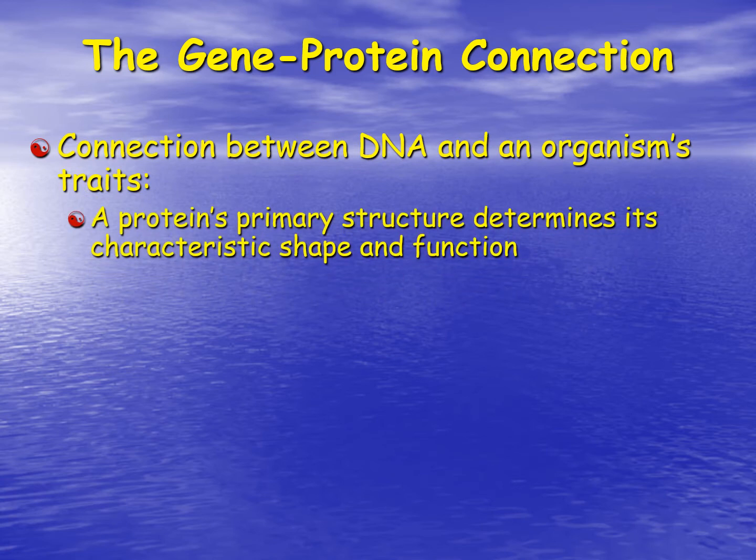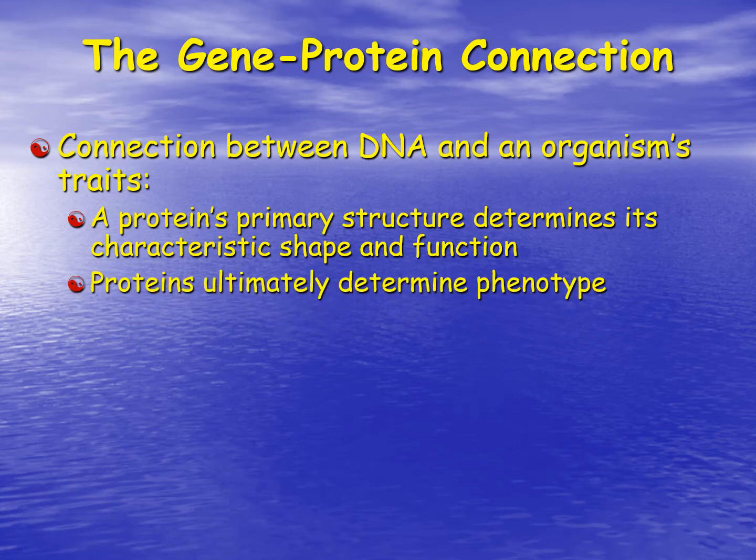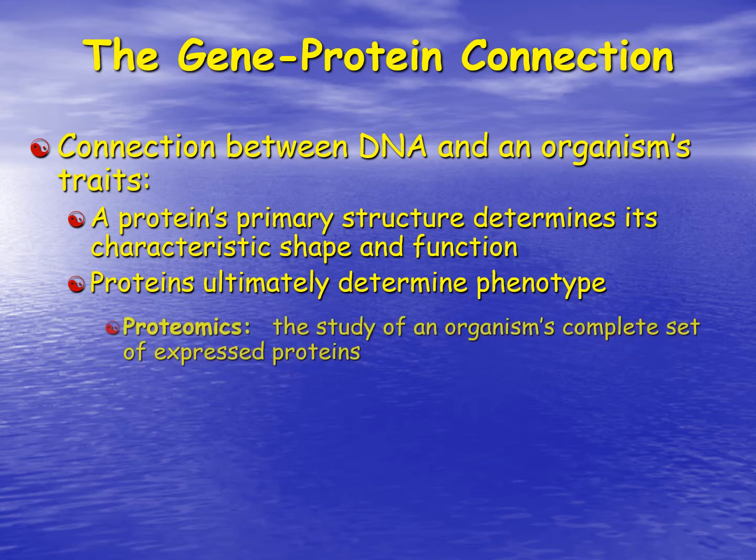Now, what is the connection then between the code in the DNA and an organism's traits? Well, the protein's primary structure determines, again, how the protein is going to fold up. How it folds up determines what its function is. And the proteins are ultimately going to determine the phenotype within the cell, and the cells then are going to make up the phenotype that we see in the larger multicellular organisms.